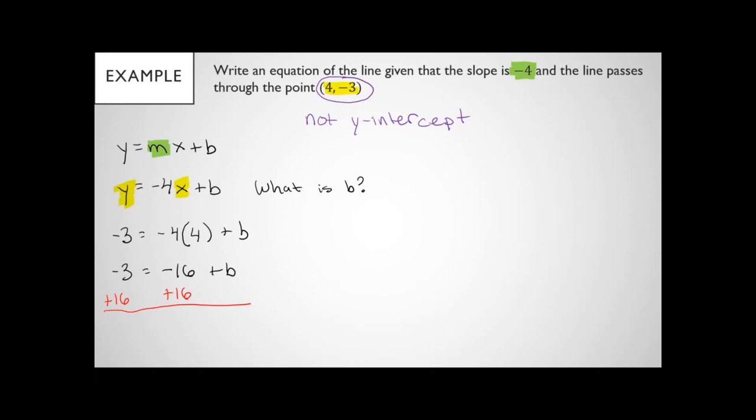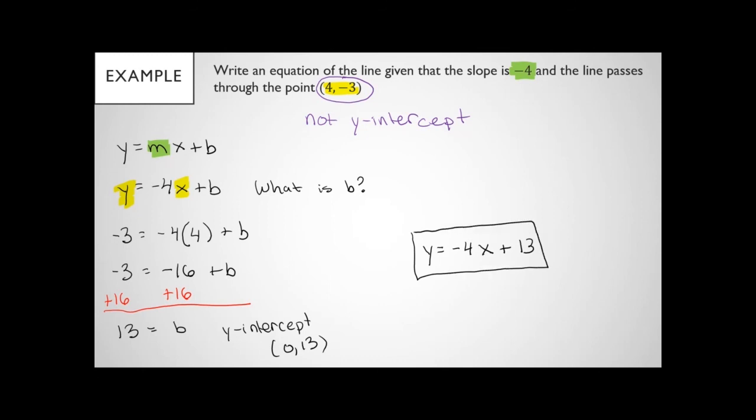Negative 3 plus 16 gives us 13 equals b. So now we know what b is, so we know the y-intercept. The y-intercept is 0, 13. Once we have that information, we can finish our equation. Slope-intercept form, y equals mx plus b, so m is negative 4, plus b, which is 13. So that gives us our equation for the line going through those 2 points.